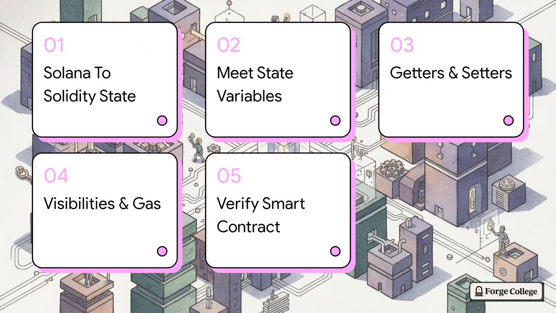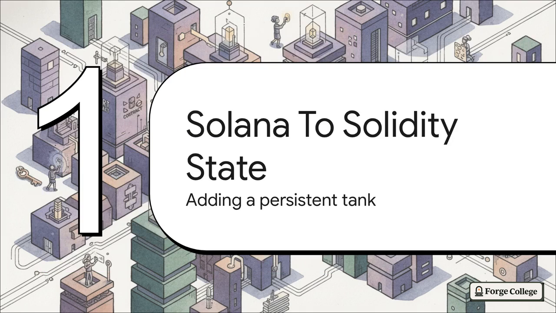So here's our technical schematic for today's blueprint upgrade. First, we'll cover moving from Solana to Solidity state. Second, we'll meet the state variable. Third, getters, setters, and constructors. Fourth, visibilities and gas costs. And fifth, verifying your smart contract. All right, let's jump right into section 1, from Solana to Solidity state, and adding a persistent tank.